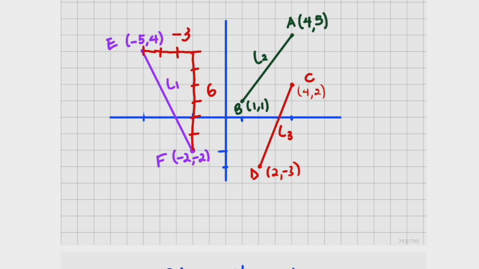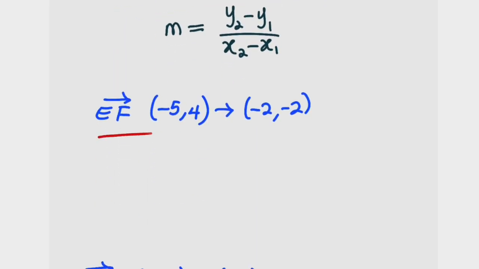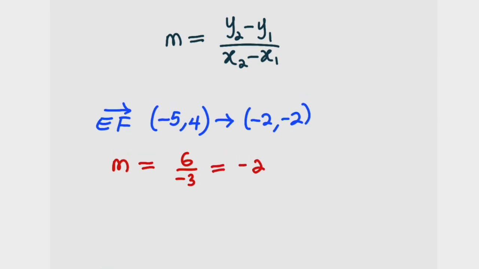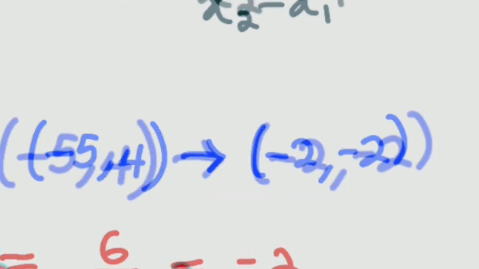Therefore, the slope is what? 6 divided by negative 3. Then you write it here. You can see I have already formed the line here. The slope is equal to 6 divided by negative 3, which is equal to what? Negative 2.